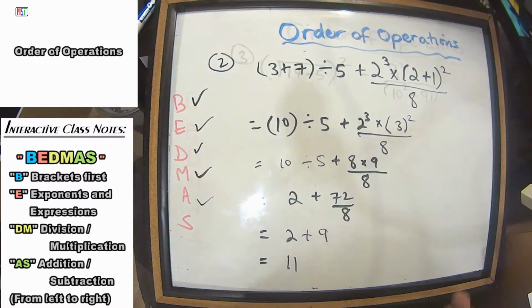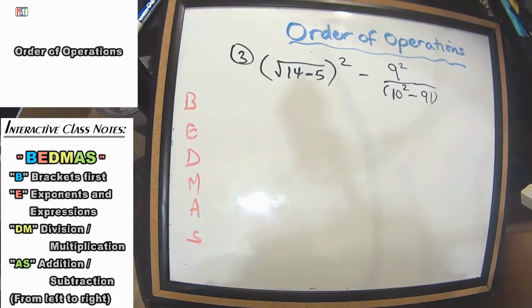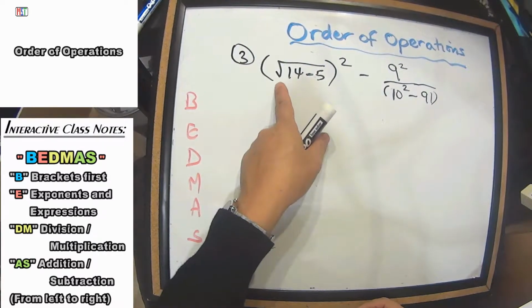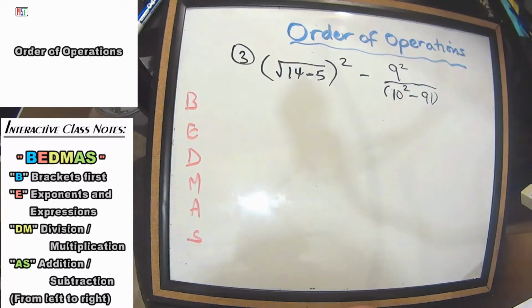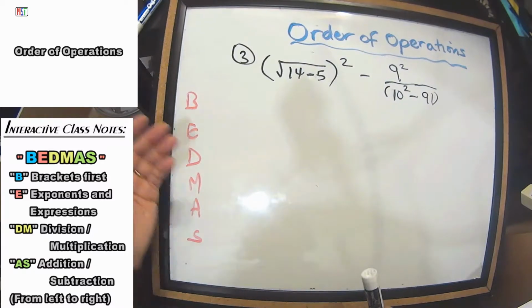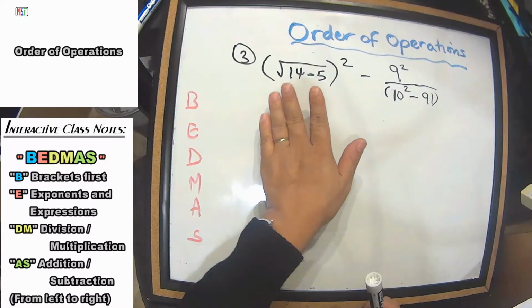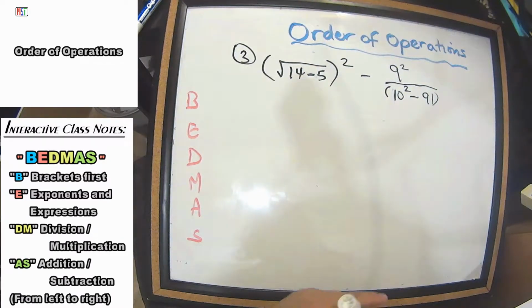All right, let's do the bonus question. Okay, so here's the bonus question. The reason it's a bonus question, you have this operator that you might not have seen before, square root. And remember, it's part of the expression. Okay, so there we go. Let's do this. Brackets first. So we have a bracket. Inside that bracket, we have this expression, square root. So you want to do the square root first.